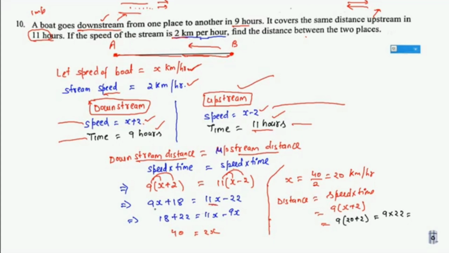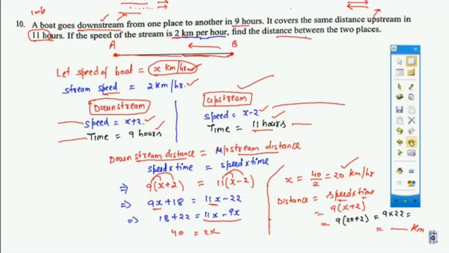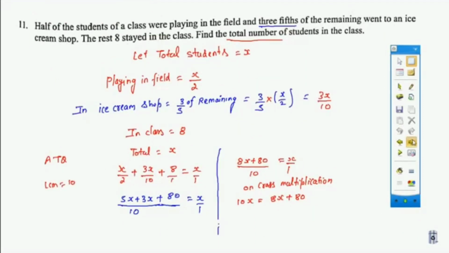That is 9x plus 18 is equal to 11x minus 22. 18 plus 22 equal to 11x minus 9x. That is 2x equal to 40, x equal to 20 km per hour. Distance is equal to speed multiply time. Speed is 9 and x plus 2. So we will put here the value of x, 20 plus 2, into 9, that is 9 into 22. We will get the answer. Next question.